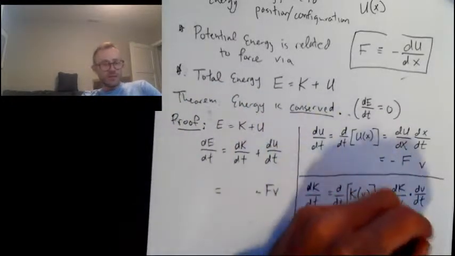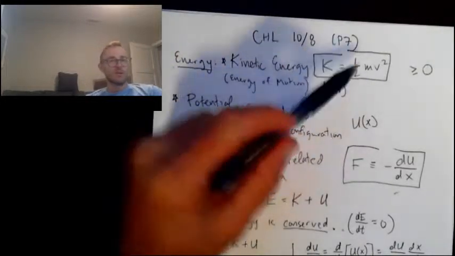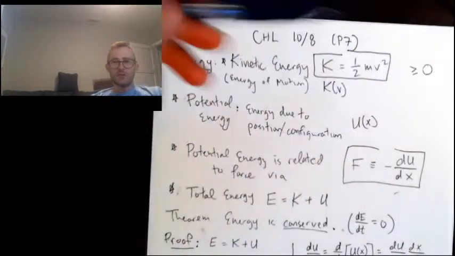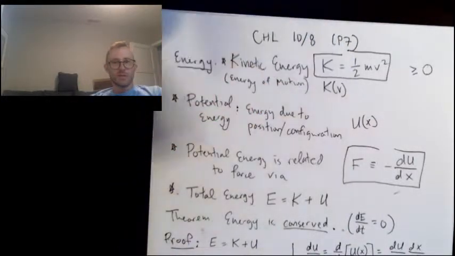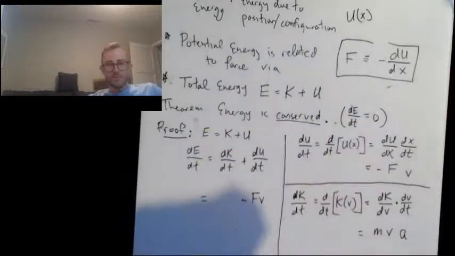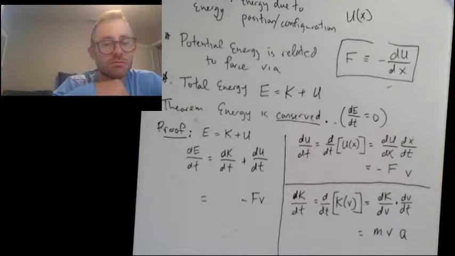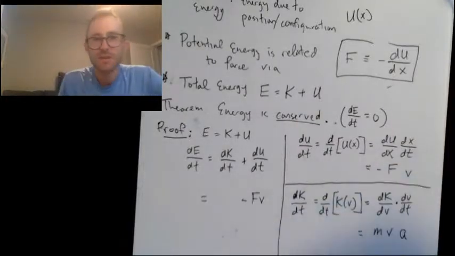dv/dt is the acceleration. What's the derivative of the kinetic energy with respect to velocity? Well, looking at 1/2 mv squared, when we take the derivative of v squared, that's 2v. The 2 cancels out the 1/2, and we just get that the derivative of kinetic energy with respect to velocity is mv. The derivative of kinetic energy with respect to velocity is momentum. That's strange. That's not an accident.